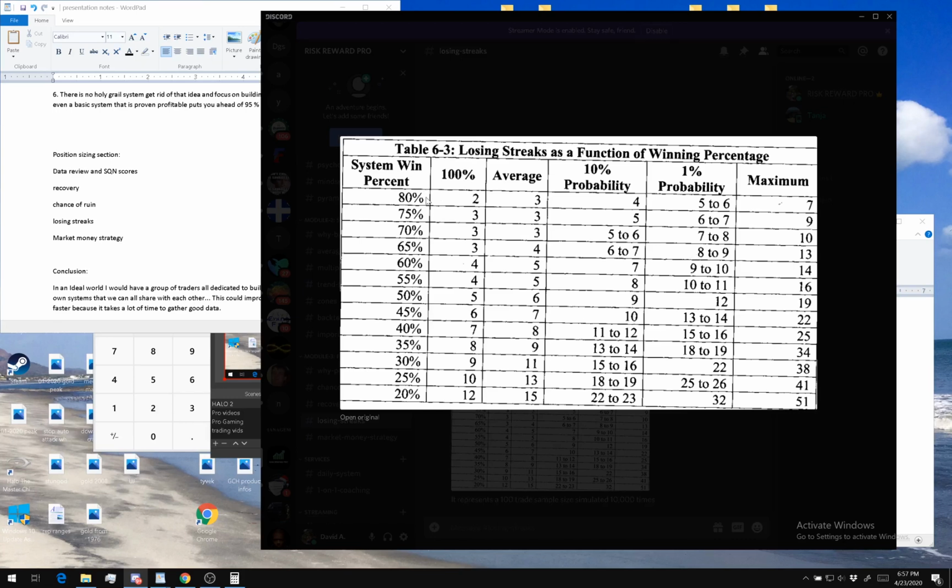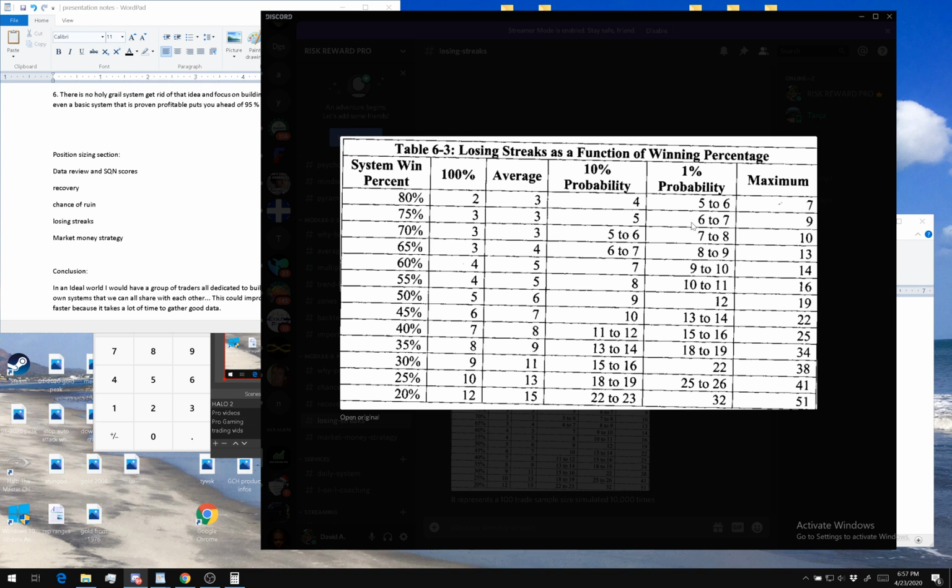So if you have a win percentage of 80%, over a 100 trade sample size, you're guaranteed going to lose 2 trades in a row. On average, you will lose 3 trades in a row. You have a 10% probability of losing 4 in a row. You have a 1% probability of losing 5 to 6. And the maximum that they ever lost over tens of thousands of trades was 7.